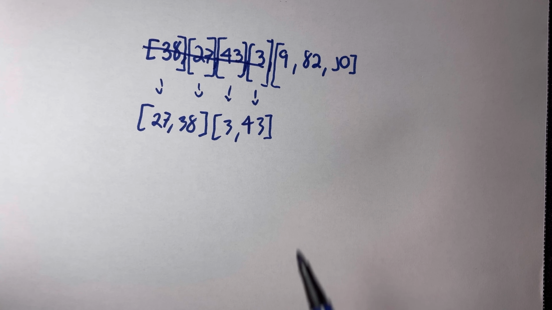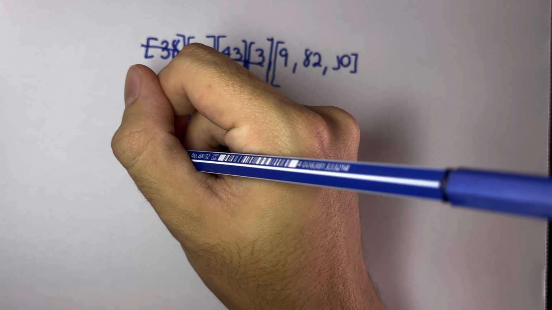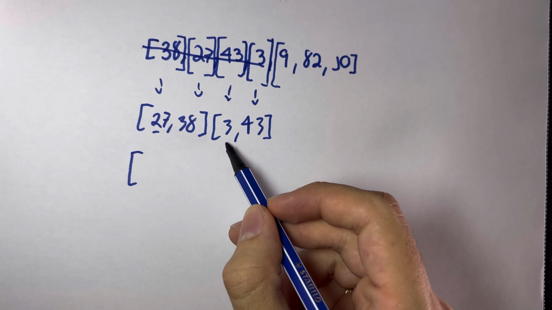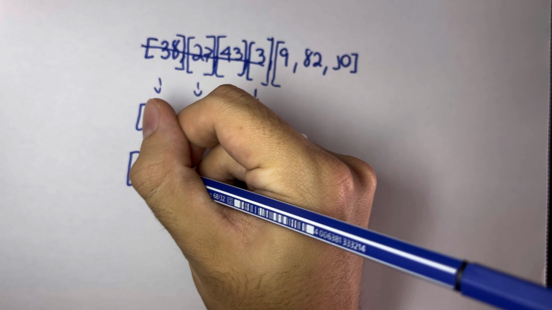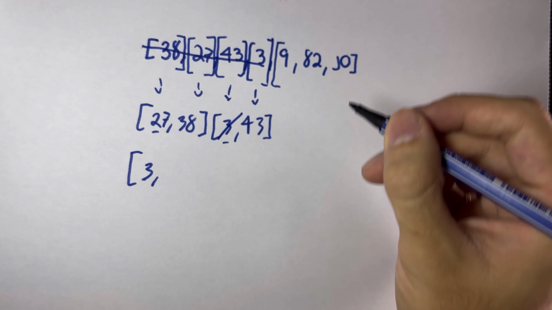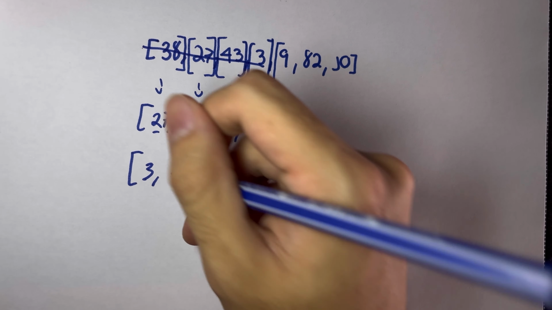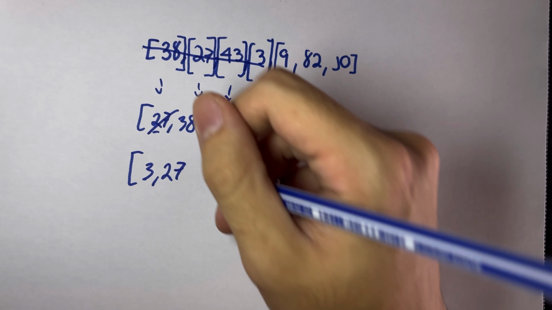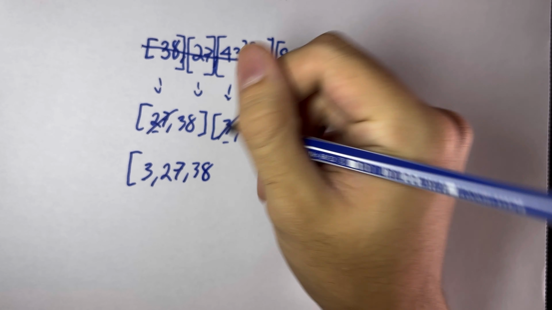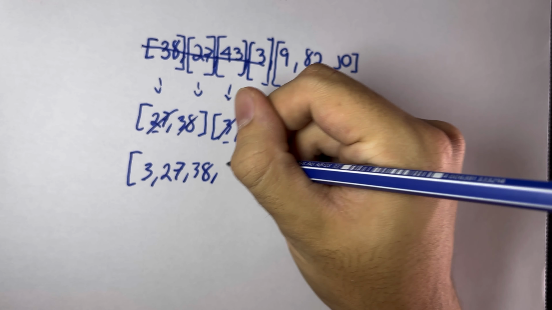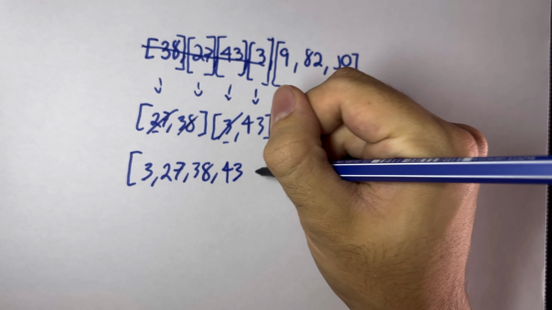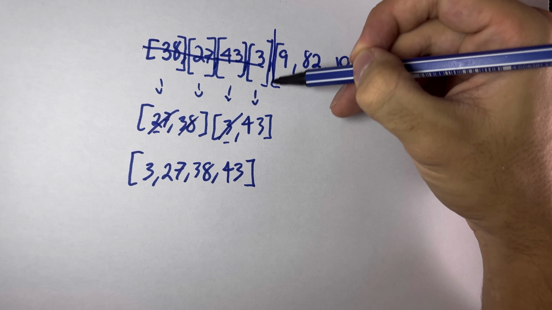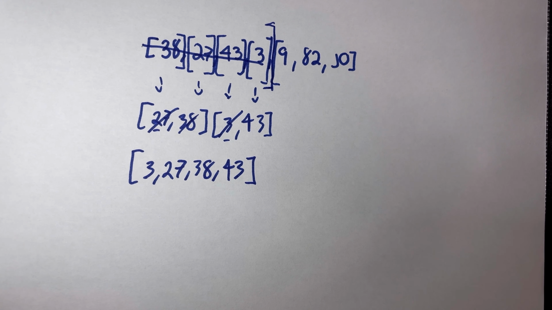We're going to compare the first element of each one. I'm going to have an array here. We're going to compare 27 with 3. 3 is smaller, so we're going to put 3 here. Then 27 with 43, 27. 38 with 43, we're going to have 38 here. The only element that's left is 43. Fine. This half of the array is sorted.